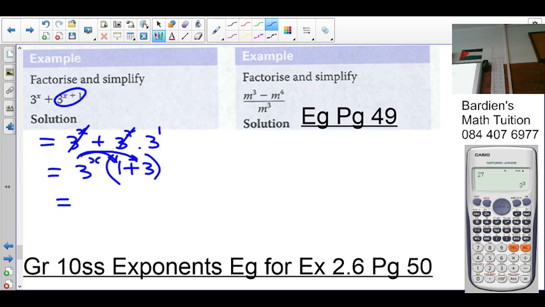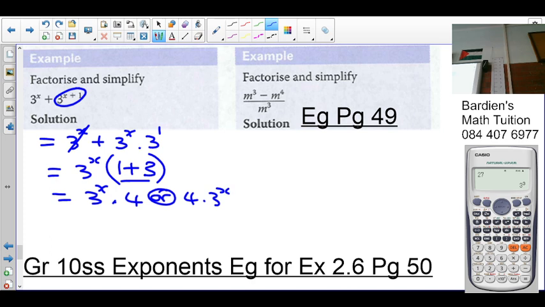You guys understand? So, looking at the bracket, are the like terms? So, it will be 3 to the x times 4, which also can be written as 4 times 3 to the x. Okay. Let's look at the next one.